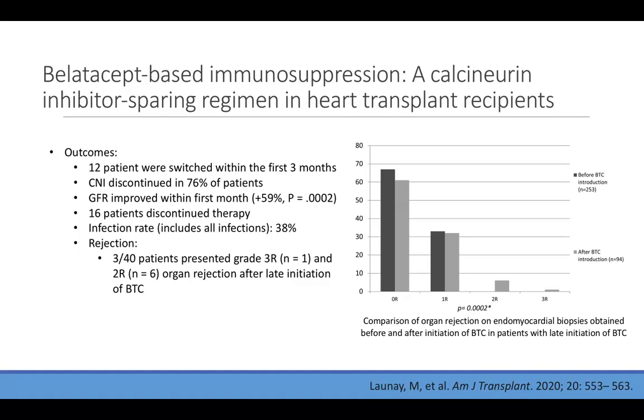If you look at the graph, you have the percentages on the left-hand side, and the grades of rejection on the bottom. Before belatacept initiation is the darker shade, and after belatacept introduction is the lighter shade. You can see the more serious rejection of 2R and 3R was more after the belatacept introduction. It only shows the lighter shade. So for that reason, it's not favored to use in our patient population because of that higher risk of rejection, although like you said, it is very nice that it does spare the kidneys.